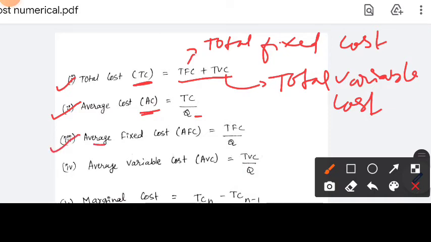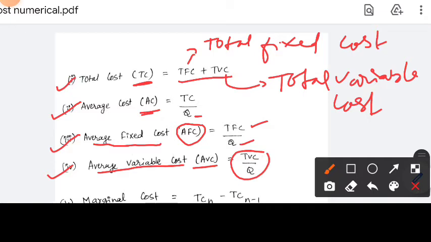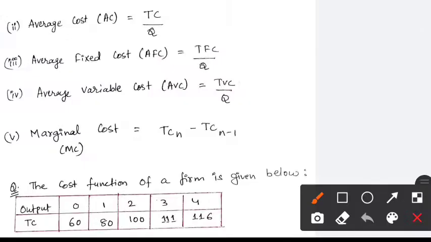Number 3, average fixed cost. Average fixed cost is denoted by AFC. And what is the formula for that? TFC divided by output, that is Q. Next one is average variable cost. It is denoted by AVC. So what is the formula for calculating AVC? TVC by Q, where TVC is total variable cost and Q is output.